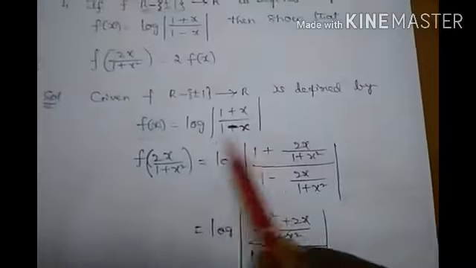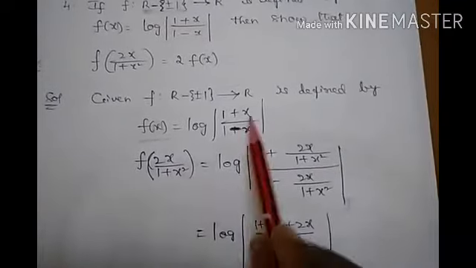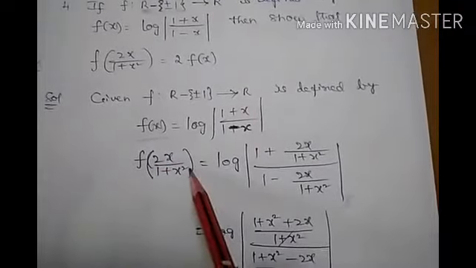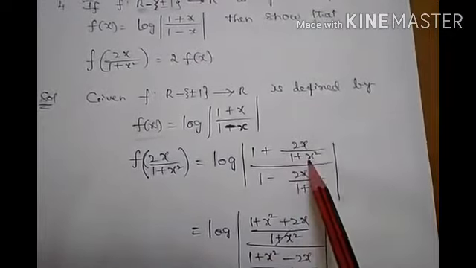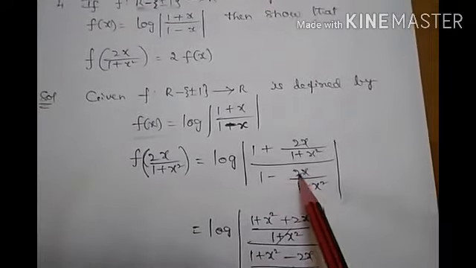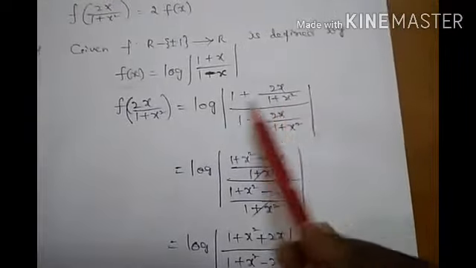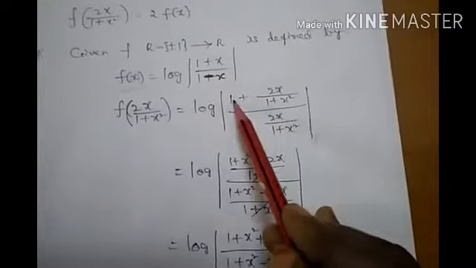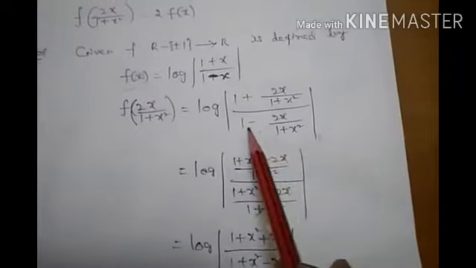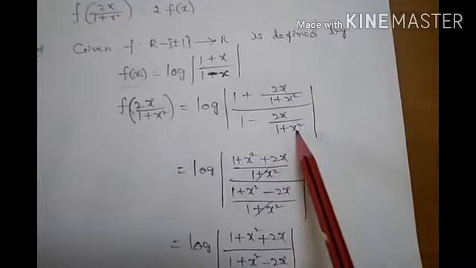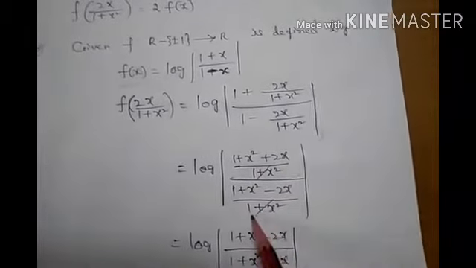So in the right hand side also you should write 2x by 1 plus x square instead of x. Substitute x with 2x by 1 plus x square. Understood? That is equal to log of 1 plus, instead of x, 2x by 1 plus x square, which is divided by 1 minus 2x by 1 plus x square. Take LCM for this one: 1 plus x square into 1, 1 plus x square plus 2x by 1 plus x square. And here also take LCM, 1 plus x square: 1 plus x square into 1, 1 plus x square minus 2x by 1 plus x square.